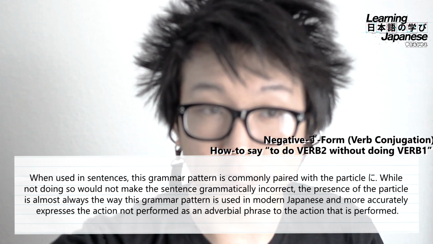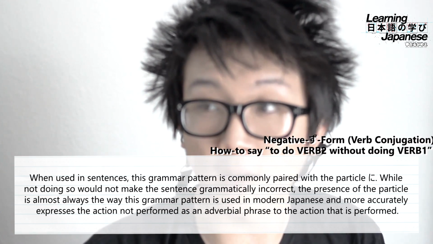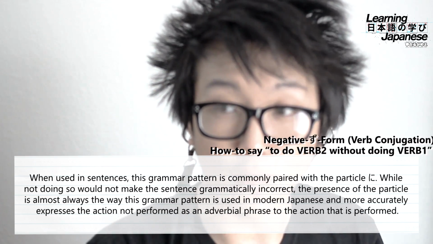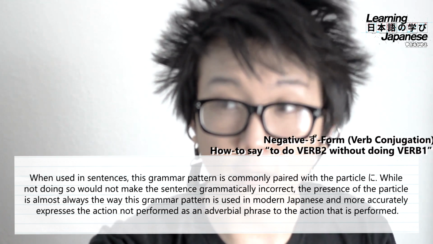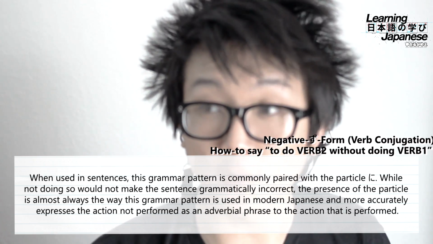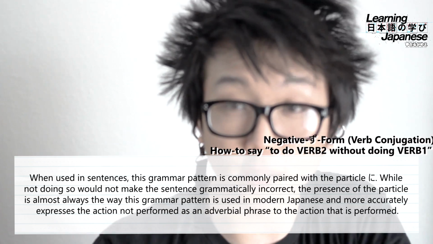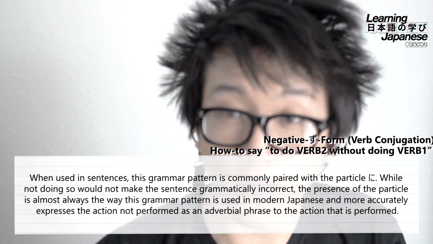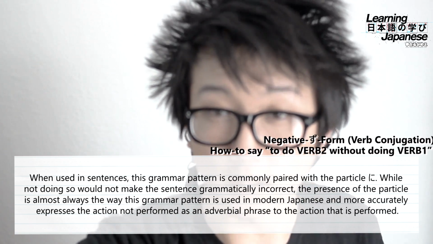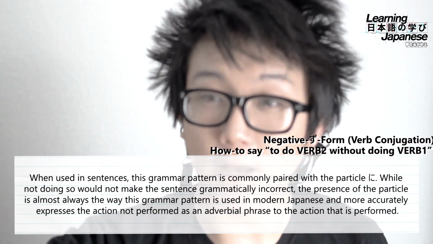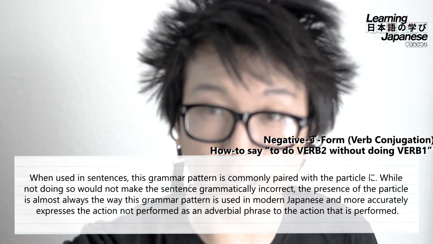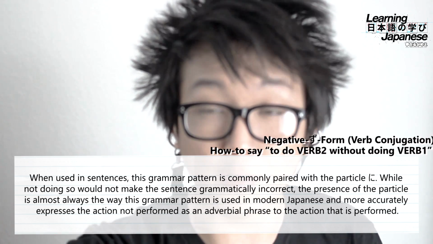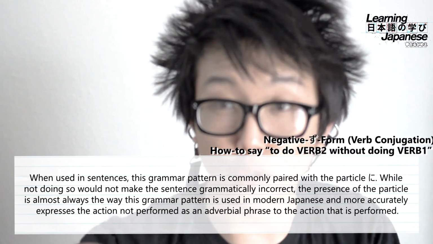Additionally, that ni right there is giving a more accurate expression of how the without verb is kind of an adverbial phrase to the actual action that you are performing. So I do this without doing this. Without doing that is going to be the kind of adverbial phrase to apply to the thing that you actually did do. Okay, so now without further ado, let's jump into some example sentences using the zu ni grammar pattern to mean to do a verb without doing another verb.